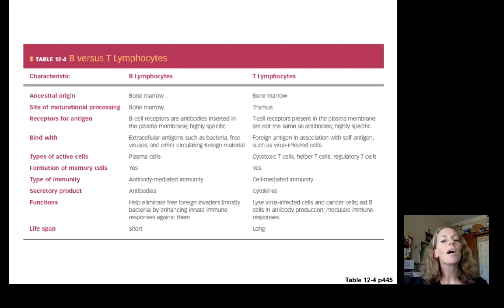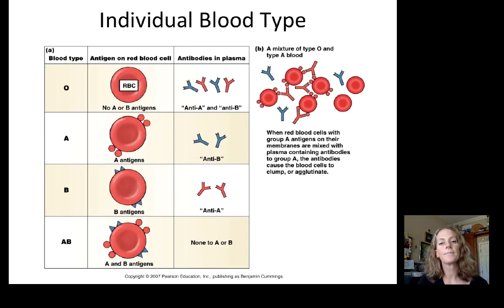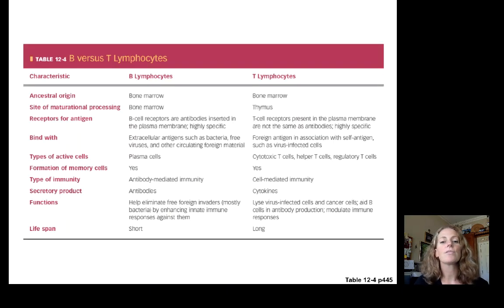Okay, there are some summary diagrams in your textbook for this, but let's take a moment to put them back together for B cells and T cells.